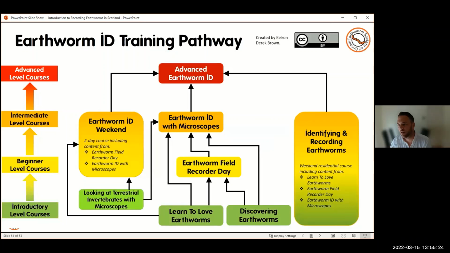So I'll finish up quickly. What can you do to further your understanding of earthworms and contribute to the Earthworm Recording Scheme? Well, you can come on one of our training courses. So we've got different training courses that we run. Most of these are in person. So I'm aware we need to do much more in Scotland.